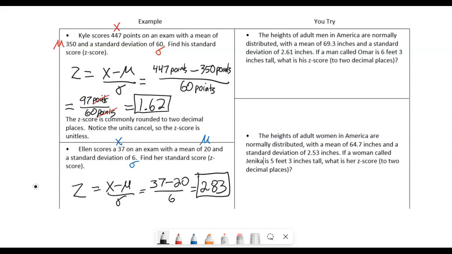Interesting things you can do with z-scores. All right, go ahead and pause the video and work the problems out on the right. You should get a z-score of 2.18 and a z-score of negative 0.67. Positive z-score on the top: they're above average, bigger than 2.